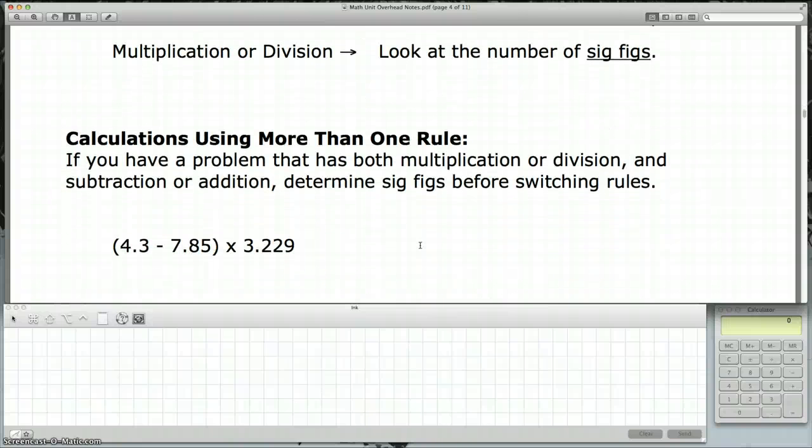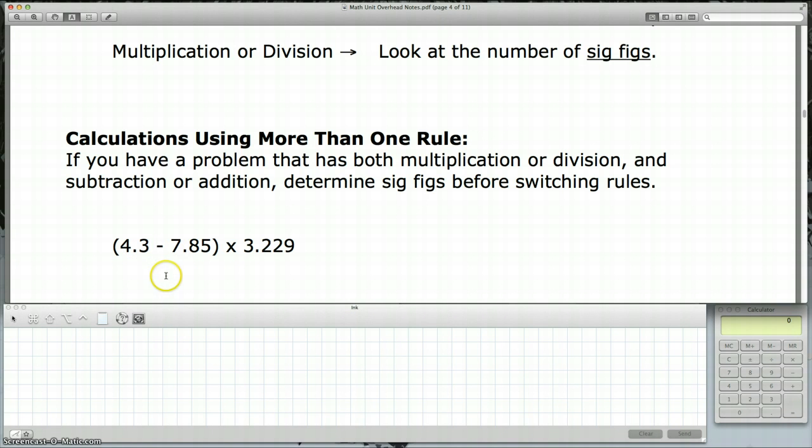There's one last thing I want to talk about, which is, what if your calculation has more than one rule in it? So if we think about this, we have 4.3 minus 7.85 in this example here, times 3.229. Well, here we have subtraction. That has one rule. Here we have multiplication. It has a different rule. So what you want to do is you want to do the math in the parentheses first. So you do the 4.3 minus 7.85. Your answer here, you'll want to round to 1 decimal place, because here we have 1 decimal place, 2 decimal places, so 1 decimal place.